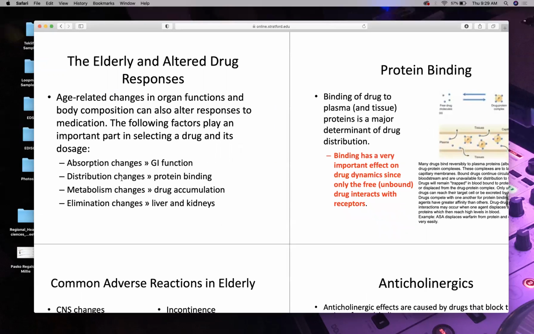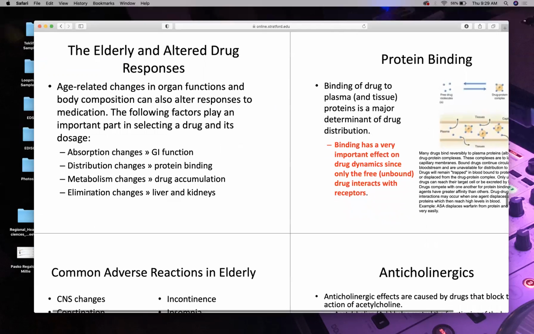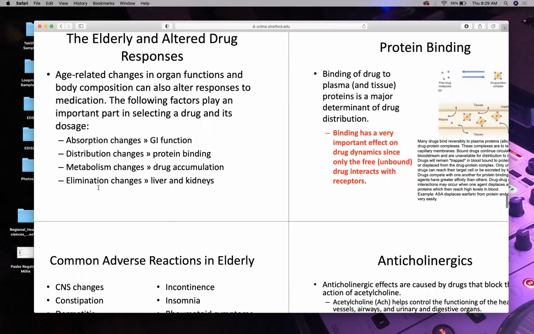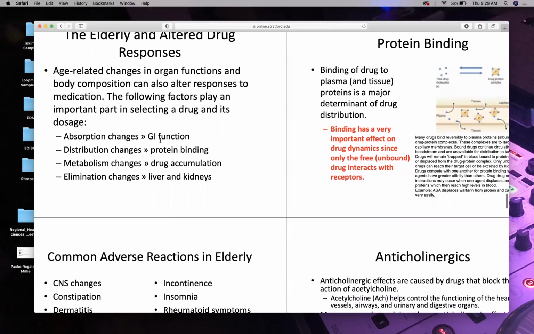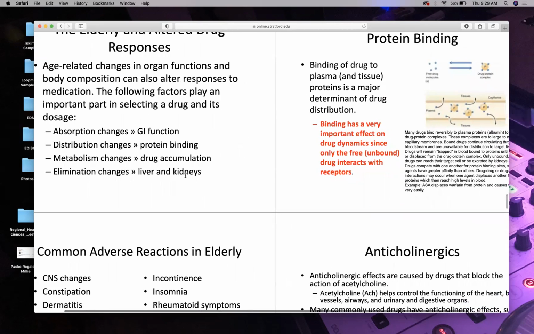So remember what we talked about, pharmacodynamics and pharmacokinetics. Remember pharmacokinetics, what your body does to the drug. So when you're older or when you're very, very young, you have different absorption, different distribution, different metabolism, and different elimination issues. And it also depends on the patient. There are some patients that it's faster, some patients slower.